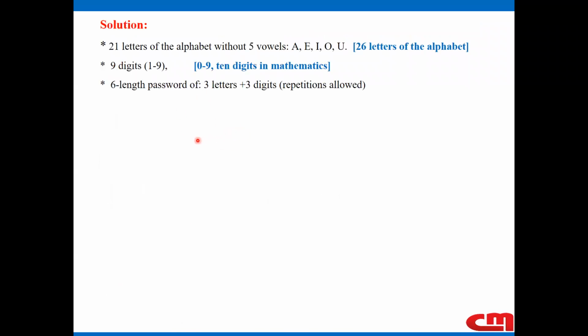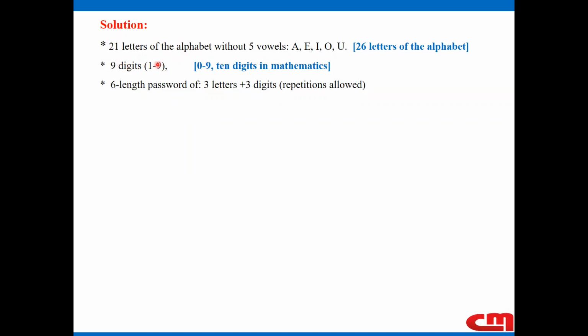Now, before we give the solution to the problem, we need to make some analysis and write the actual figures that we are supposed to work with in terms of the letters and the digits. We know that the alphabet has 26 letters, right? But we are told that we should use the letters excluding the 5 vowels, that is A, E, I, O, U. Then if we subtract 5 from 26, we have 21 letters. So we shall be working with the 21 letters of the alphabet.